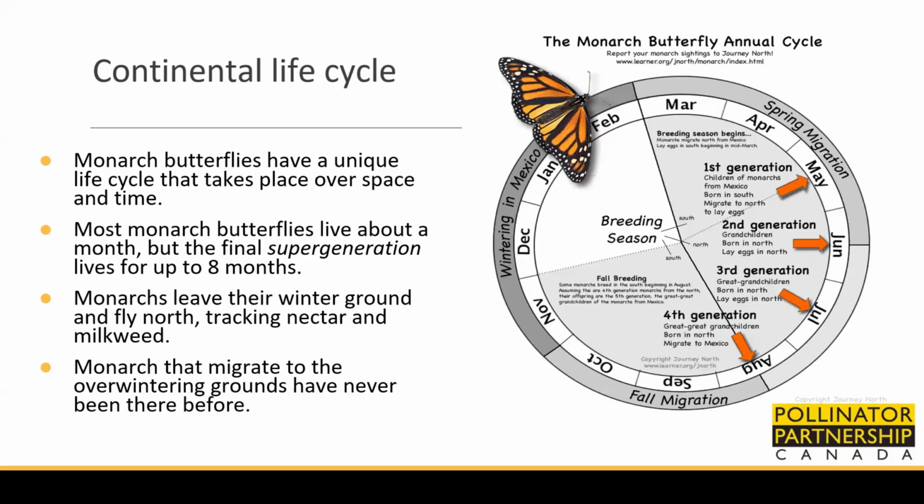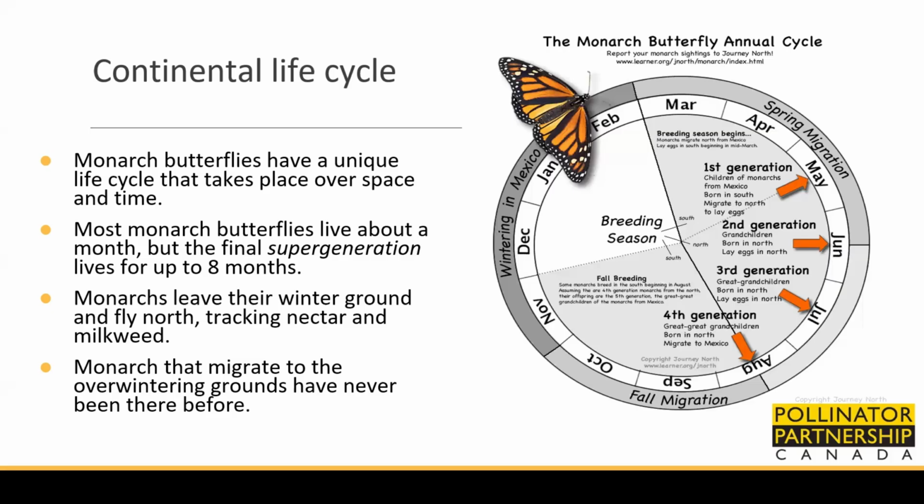The first generation are the children of the monarchs that overwintered in Mexico. They were born in the south and will move north to breed. The generation of monarchs that are born in the north, this is the second generation, the children of the southern monarchs and the grandchildren of the overwintering monarchs, continue to breed in the north. They will form the summer breeding populations.